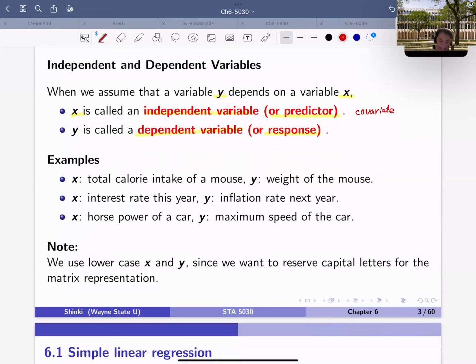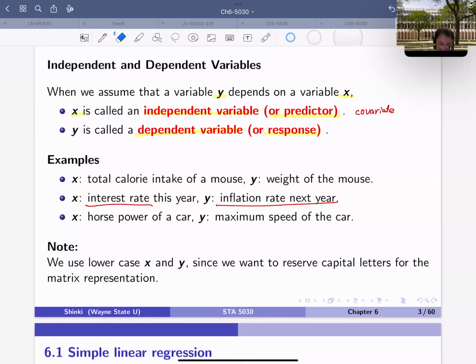Yeah, and examples. One example is x is the total calorie intake of a mouse and y is the weight of the mouse. The more calorie intake they have, the more weight increase. So we can explain y by x. The next one is a finance example. x is the interest rate this year and y is the inflation rate next year. Usually once the Federal Reserve tightens the financial market, it affects in the long run, maybe the next year. So when the interest rate gets higher, next year the inflation rate goes down.